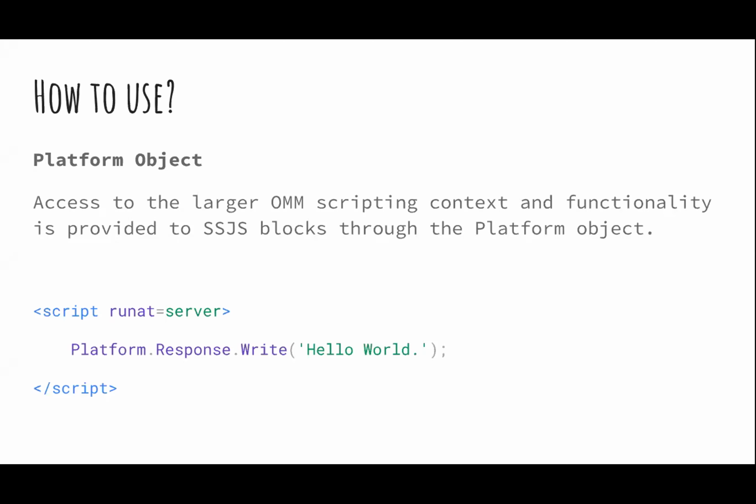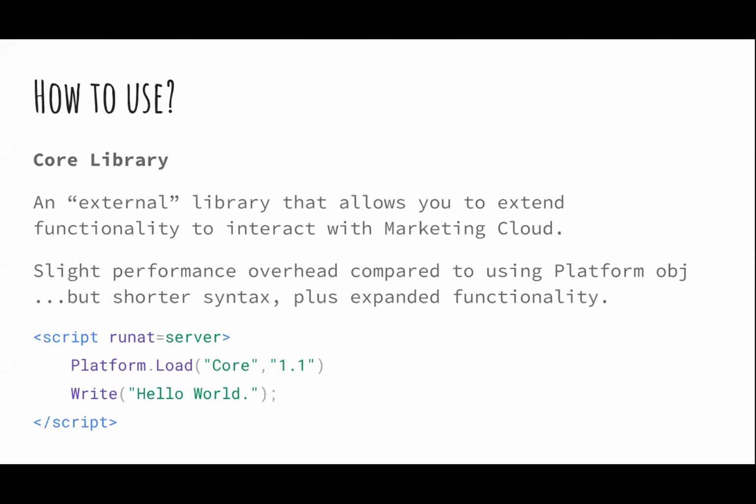So that's an example here where you've got a platform object. It's using the platform object. It's very simple, just a write function, so that's going to output hello world to the screen. And so core library is an external library that allows you to extend functionality further than the basic platform functionality, to interact with Marketing Cloud even further. It's not required. You don't necessarily need to use it, but if you want to use the functions that are in core, then you obviously need to load that library.